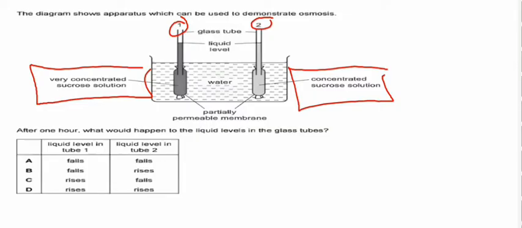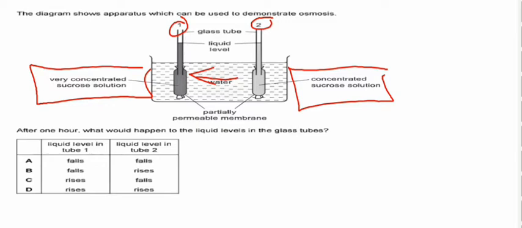So the question is saying, after 1 hour, what would happen to the liquid level in the glass tubes? So we have the liquid level in glass tube 1. So what is going to happen in glass tube 1 is that the water molecules are going to enter the glass tube 1 by osmosis, right? As a result, the level is going to increase, which means in glass tube 1, the level is going to increase. Then when it comes to glass tube 2, you are going to find that the level of solution is going to decrease or fall.